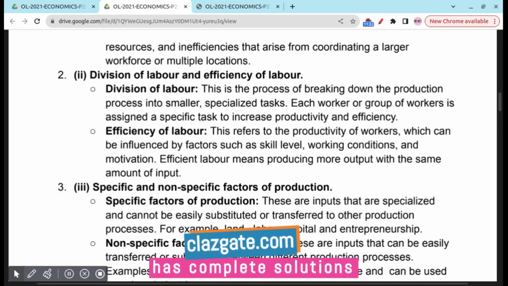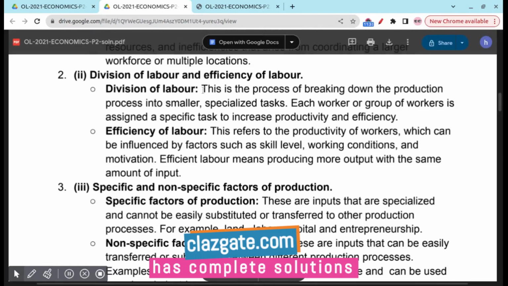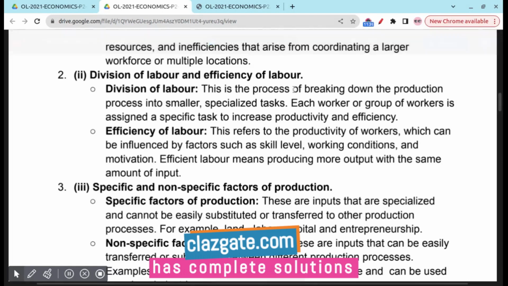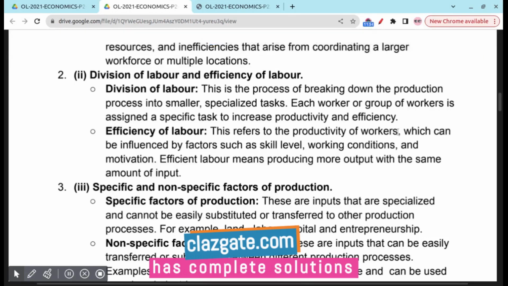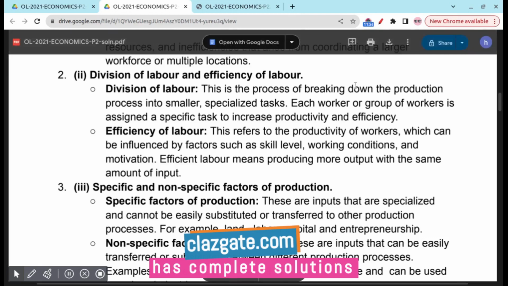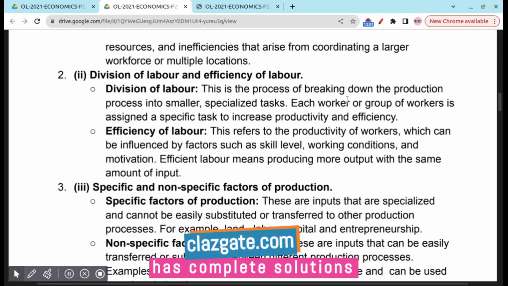Then they have told us to distinguish division of labor and efficiency of labor. Division of labor is a process of breaking down the production process into smaller specialized tasks, where each worker or group of workers is assigned a specific task to increase productivity and efficiency. And then efficiency of labor refers to the productivity of workers. So when workers are specialized in what they are good at, that's division of labor.